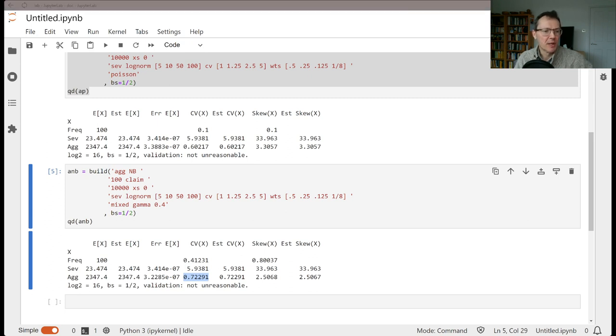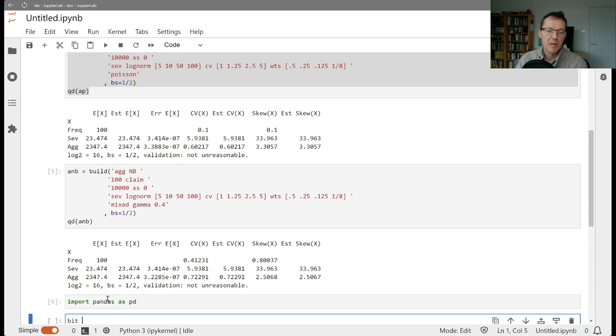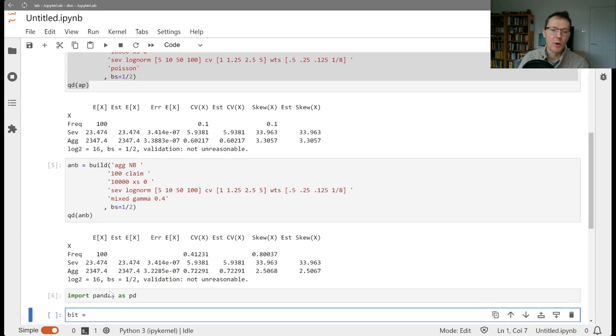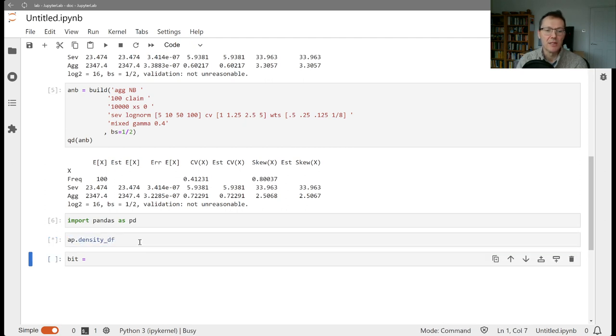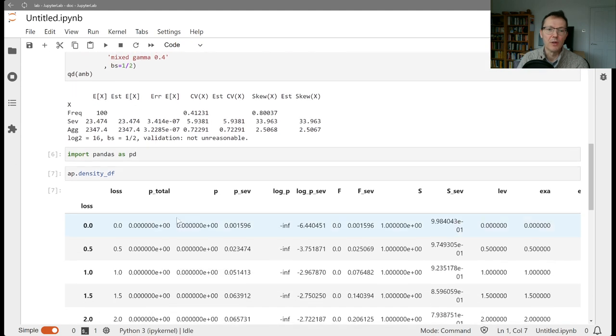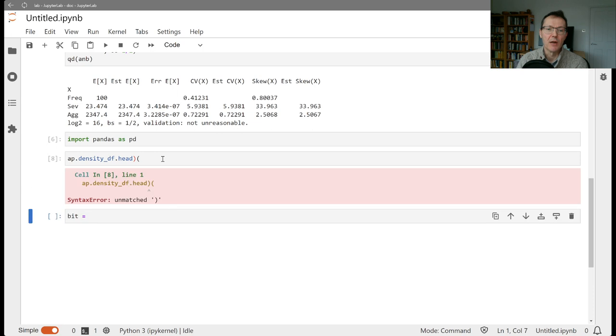All right, so maybe we should look at these. I just want to introduce a little bit of Python here. So let's import pandas as PD. And then I want to make a little data frame. So let me just remind you, sitting behind AP, you've got this data frame called density DF that contains all the 64,000 different simulations are in that.